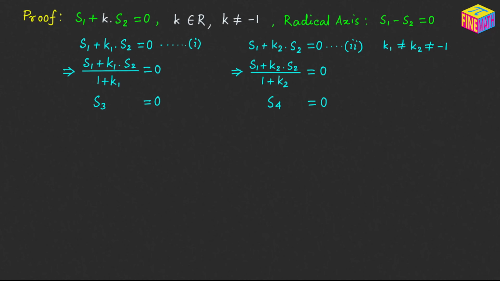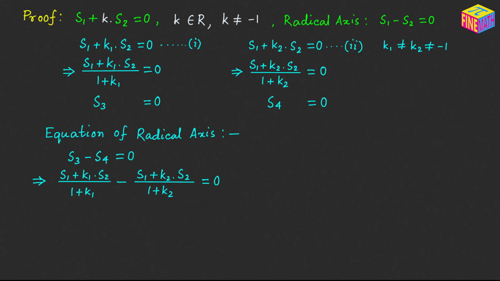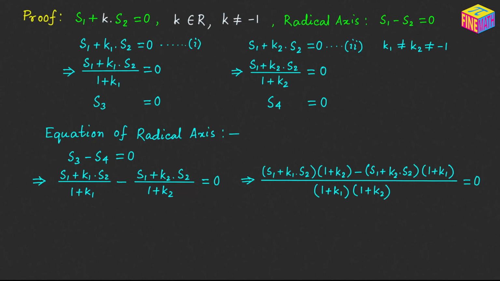Now for these two sample circles, what would be the equation of the radical axis? Well, we know that the equation of the radical axis of any two given circles can be written like this. Next, I am going to plug in the values of S3 and S4. So our equation is going to look like this. And then I am going to simplify a little bit. Our equation would look like this.